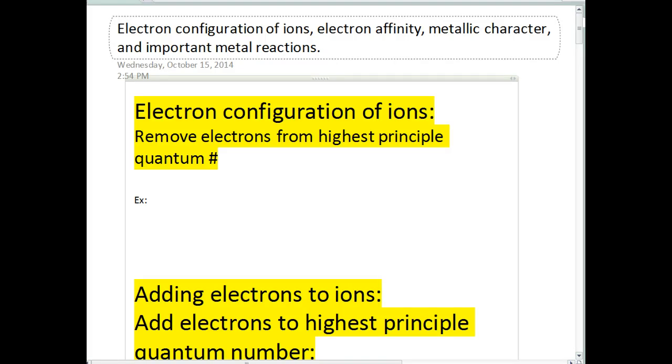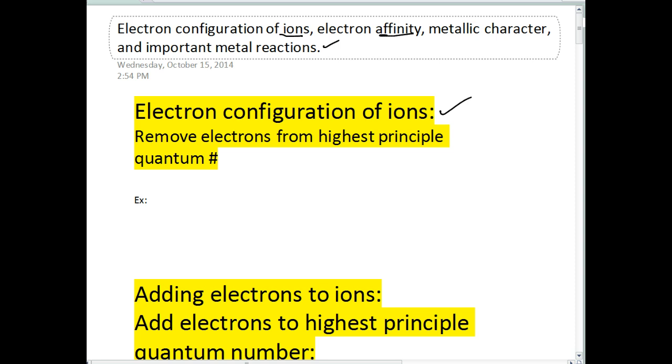We're going to be talking about quite a few things tonight. We have electron configurations of ions to talk about. We're also going to be talking about electron affinity, metallic character, and some very important reactions that metals themselves have. And we're still dealing with the same chapter that deals with a lot of periodic trends, so we're going to talk about periodic trends. But let's talk first about electron configurations of ions here.